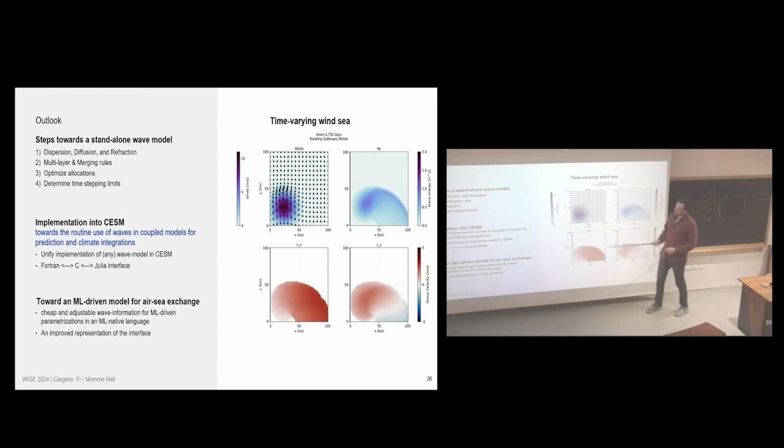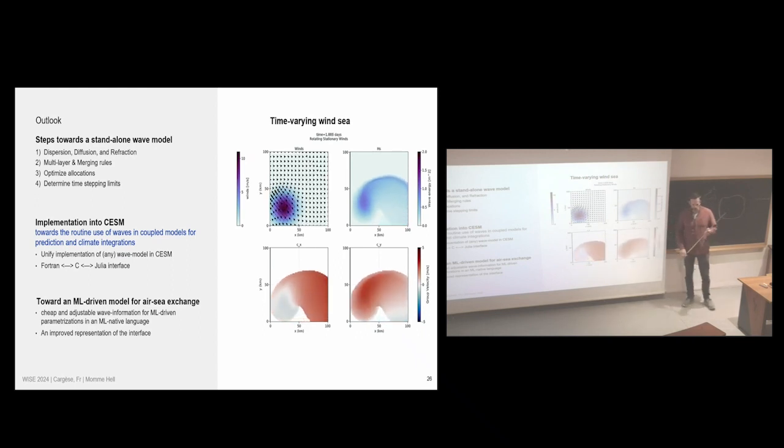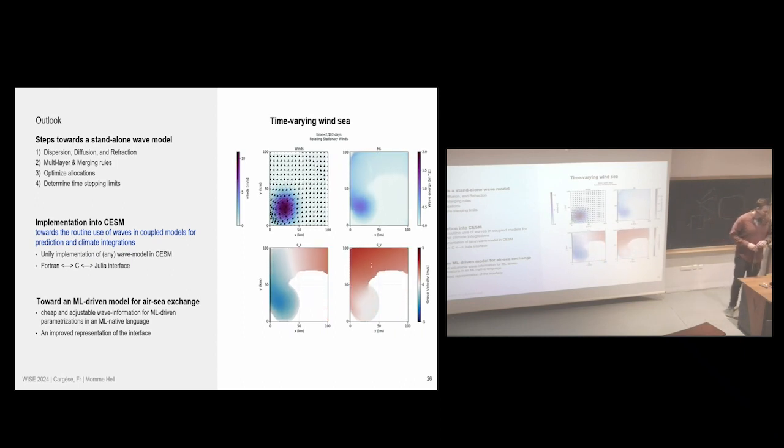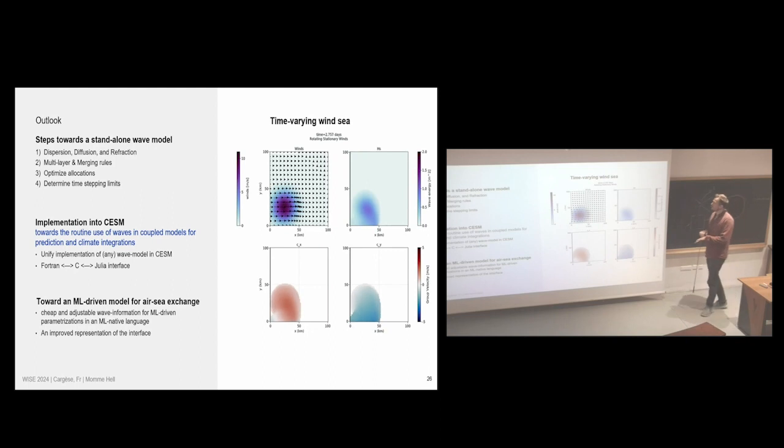So this is a Julia code that has to couple with Fortran through C. That's explicitly fun. And yeah, this also will enable, I think, a machine learning interface model, so to say. And with that, I'm happy to take questions.